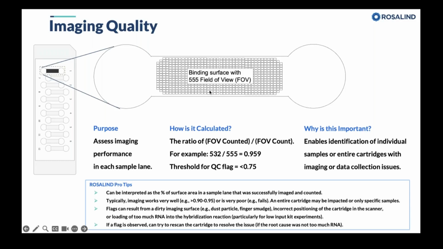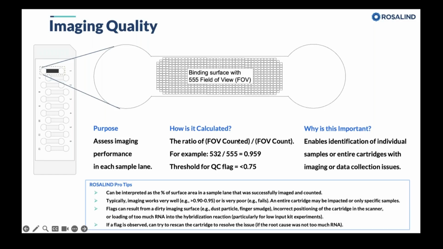So why did I say all this? It's because we have a metric that looks at the performance of this imaging. The metric is called imaging quality. Its purpose is simply to assess the performance of this imaging in each sample lane. So how well does this imaging perform? How is it calculated? It's the ratio of the FOV counted divided by FOV count. If you're not familiar with these terms, FOV count is the total number of FOVs that you attempt to scan and collect. In the case above, we are collecting 555 FOVs. So that's the denominator in this metric.